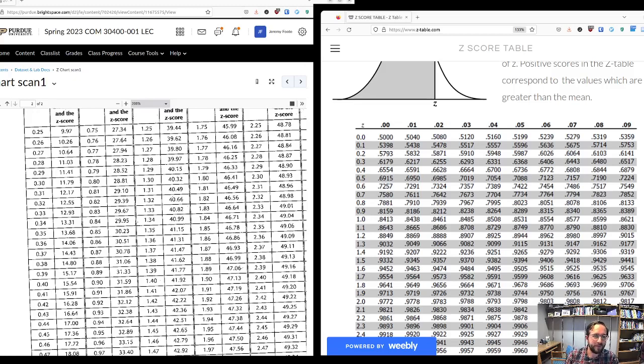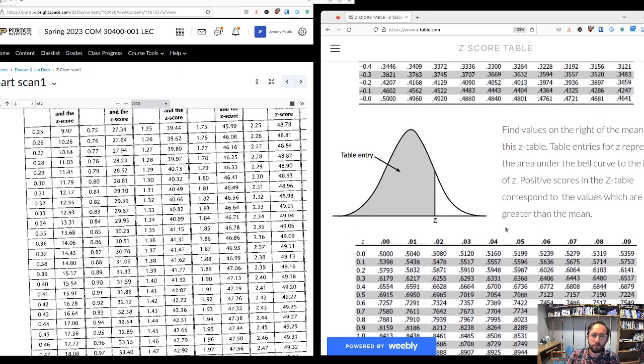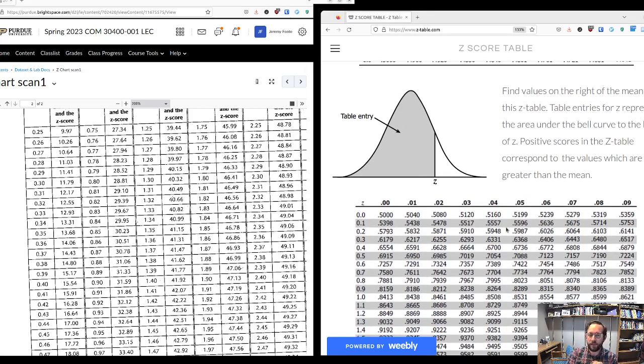Hey, so I'm going to quickly show you the difference between the two types of Z tables, Z charts, Z score tables. We looked at one in class today. So this is sort of my preferred version, but both of them are telling you the same information. And so we're going to look at Z scores in both of them.